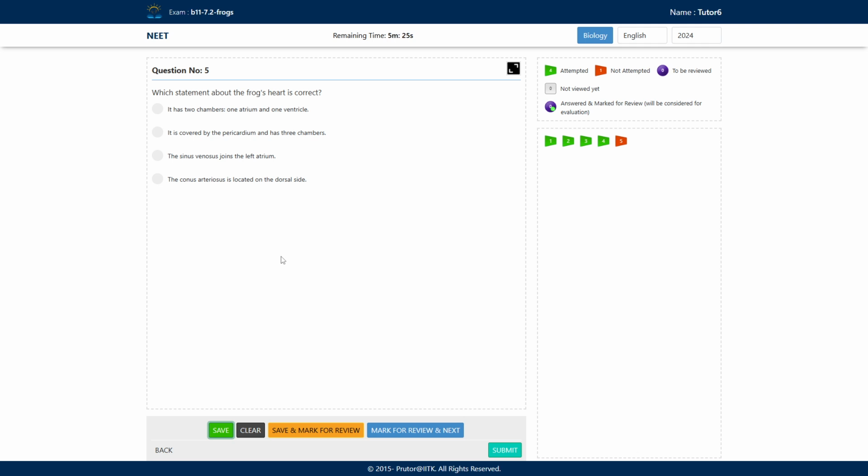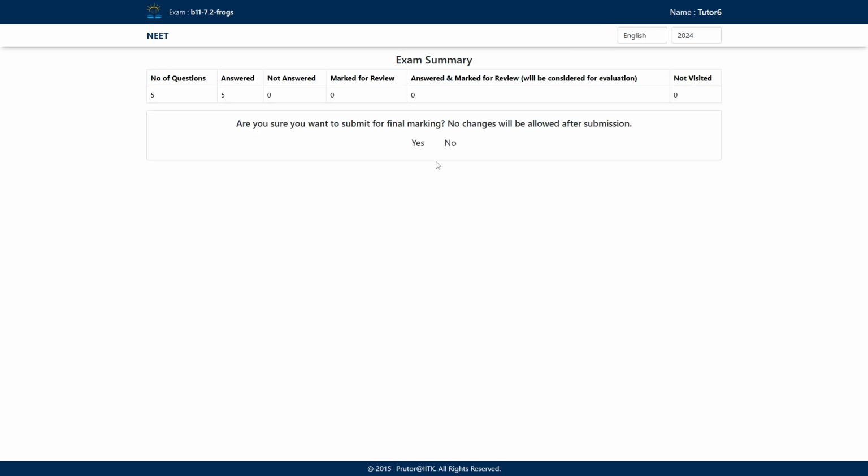The sinus venosus joins the right atrium, not the left. So C is incorrect. The conus arteriosus is located on the ventral side, not the dorsal side. And the first option, two chambered? No, the heart of the frog is three chambered and it is covered by the pericardium. So option B is correct in this case. We'll save and submit the result.